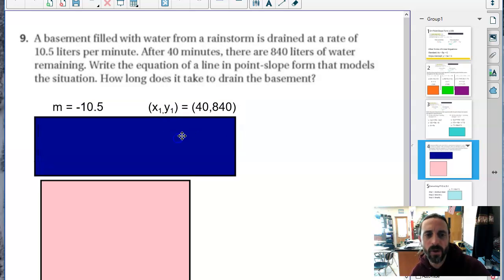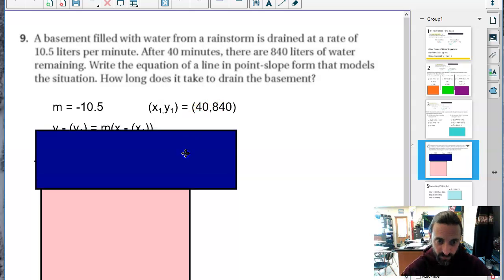Well, the first thing you have to say is, wait a minute, what's the slope and what's the point? Well, the slope means you're removing 10.5 liters per minute. So you can think of that as a negative 10.5 divided by 1 minute. Number 2, what's the point on the line? Well, after 40 minutes is independent, that's an x variable, there's 840 liters of water remaining. Output, that's a y variable.